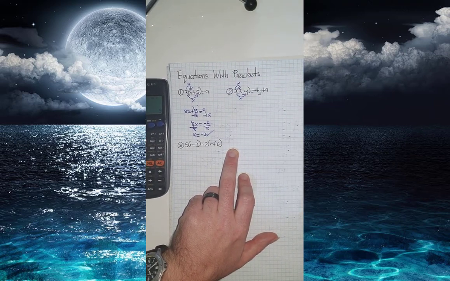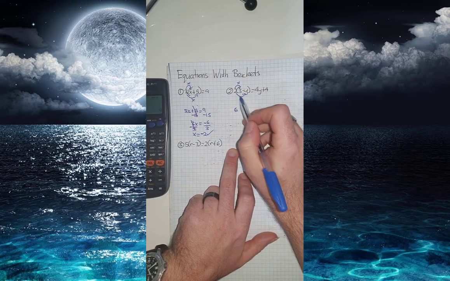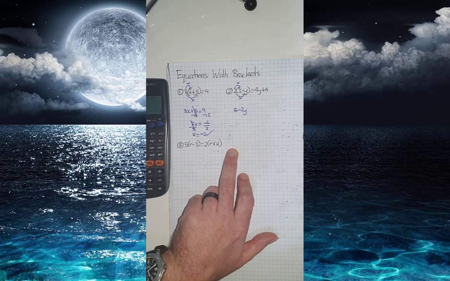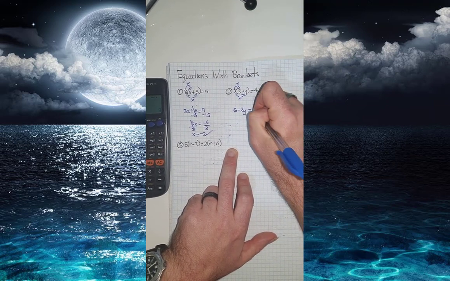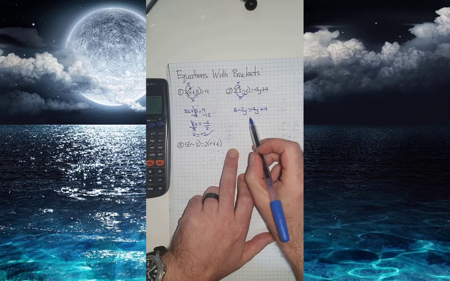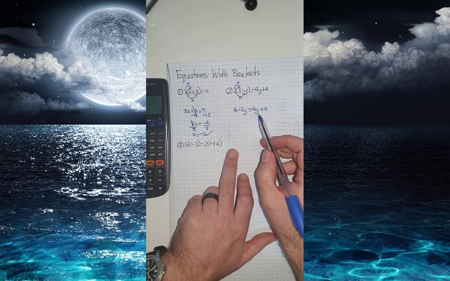So 2 times 3 equals 6. Now 2 times negative y equals negative 2y. Equals, now I didn't do anything on this side, so I just drag it straight down and write it out as it is. Now, this is turned into an equation with variables on both sides.